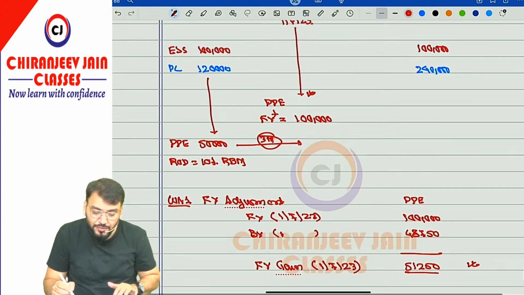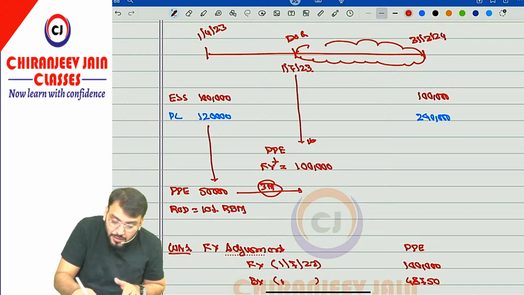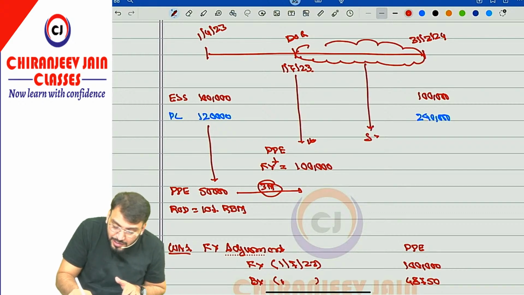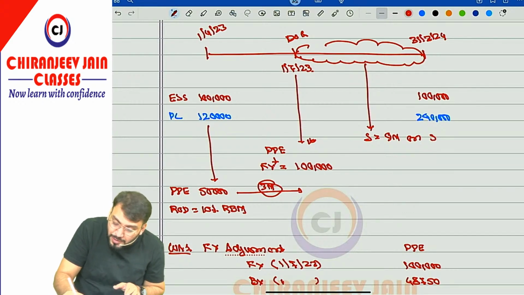But just try to understand. Now, for this subsequent period, means post-acquisition period, can I say the subsidiary company has already charged depreciation on this for 9 months, and the subsidiary company has charged depreciation on the opening balance for 9 months.